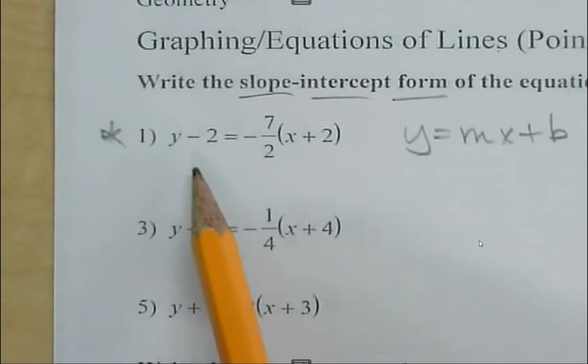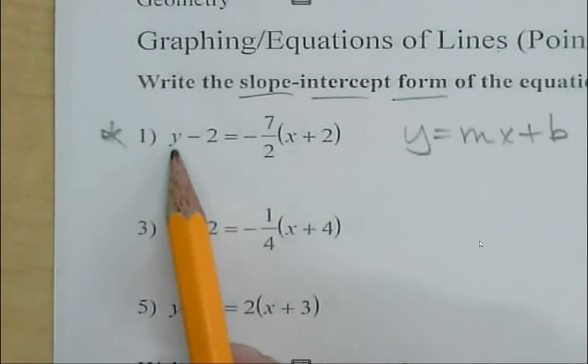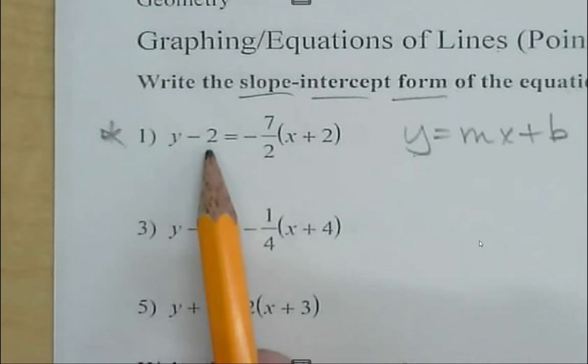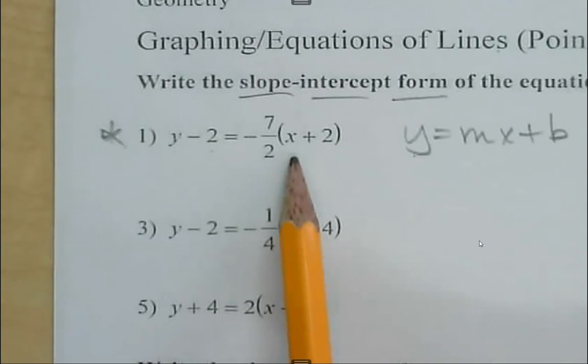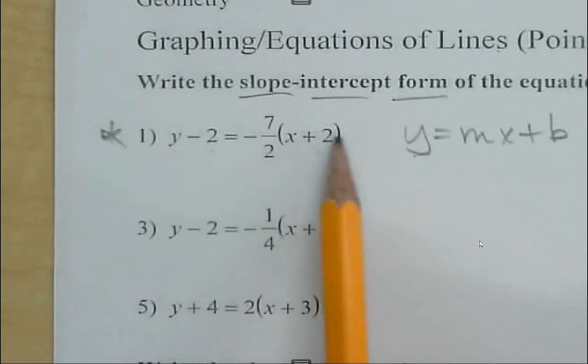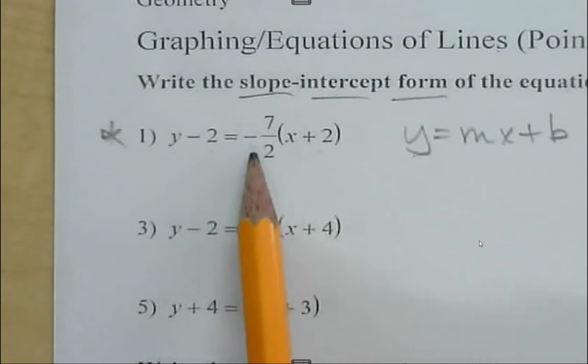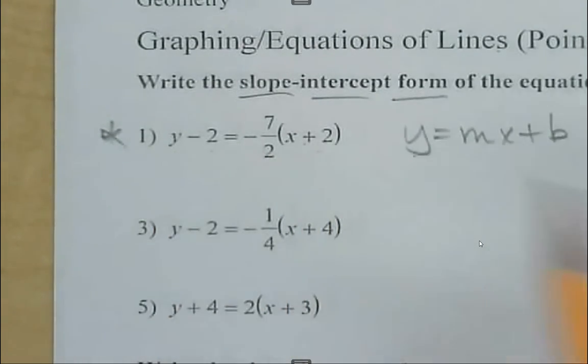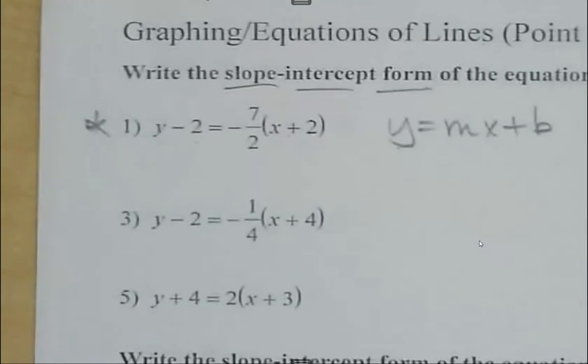Okay, so if you notice here, I've already got my y on the left-hand side, which is the way slope intercept form is. But the issue is I've got a -2 over here. Even beyond that, on this side, I have this -7/2 being multiplied times a binomial. So really, order of operations, I need to take care of this over here first, because I don't have anything in the parentheses I can do, but I do have multiplication here, and I don't have any multiplication over here. Okay, so let's see what we can do with this.